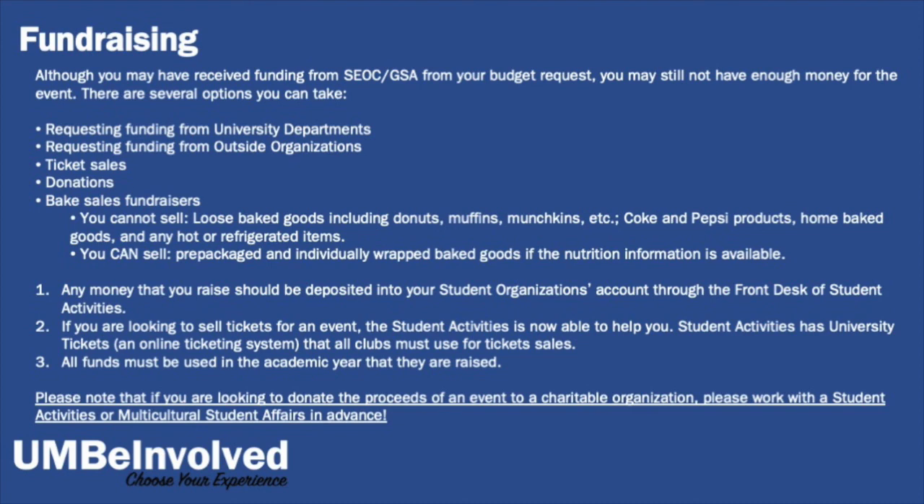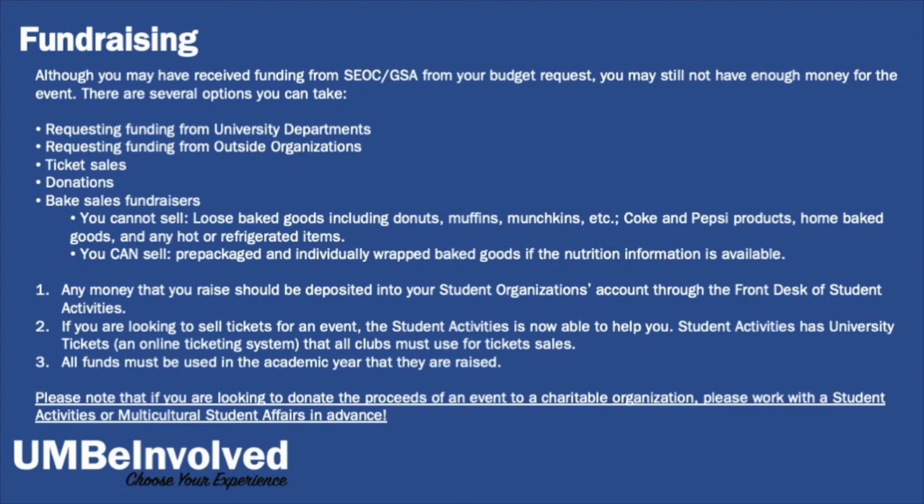During bake sales, you cannot sell loose baked goods like donuts, muffins, munchkins, Coke or Pepsi products, home-baked goods, or any hot or refrigerated items. You can sell prepackaged and individually wrapped baked goods if the nutritional information is available. Any money that you raise should be deposited into your student organization's account through the front desk of student activities.